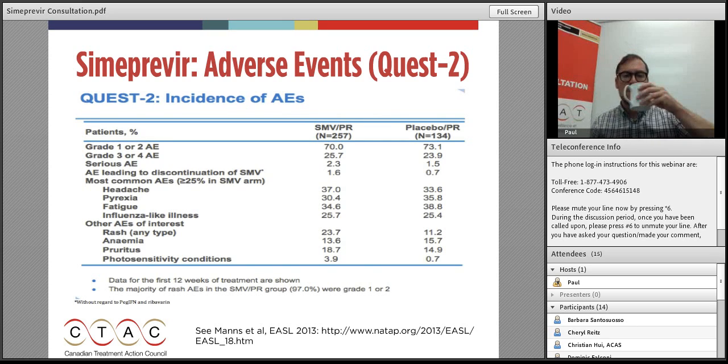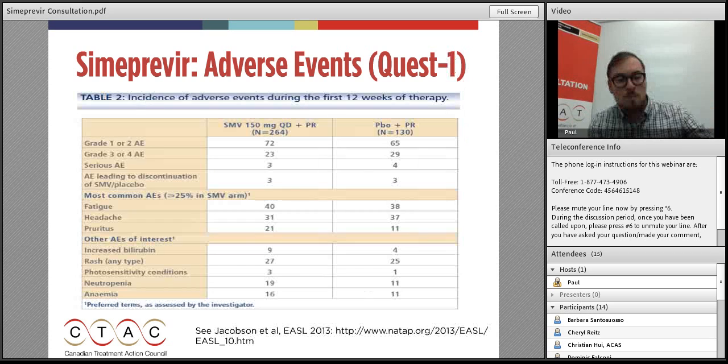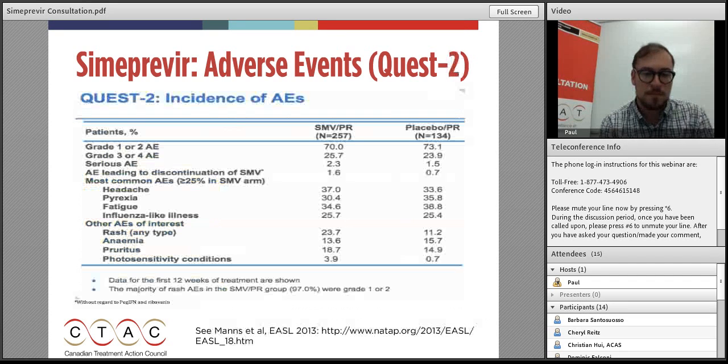I notice that on the previous slide, looking at anemia, in Quest 1 there was a little more anemia in the Simeprevir group versus the placebo group. Whereas in Quest 2, there seemed to be more anemia in the placebo group. Paul, I don't expect you to have the answer, but it is curious, and it may impact what people want to say regarding the patient's admission. Do you have any idea why there is that interesting difference?